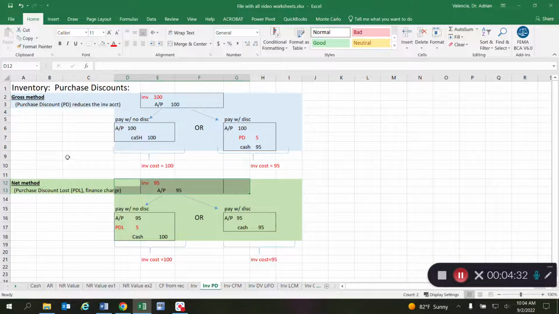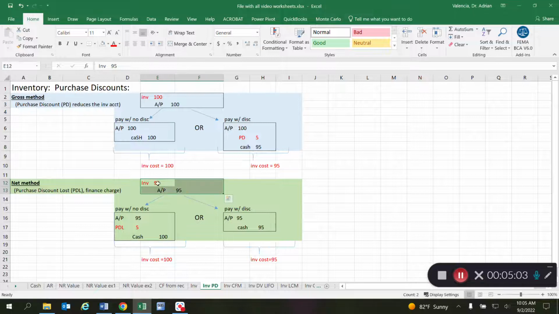Or if you have a company that doesn't necessarily have that approach, they might want to use the gross method. And sometimes companies want to use the gross method even if they take advantage of a lot of discounts, for the simple reason that having this extra account here allows them to do analysis of how often they're taking advantage of the discounts.